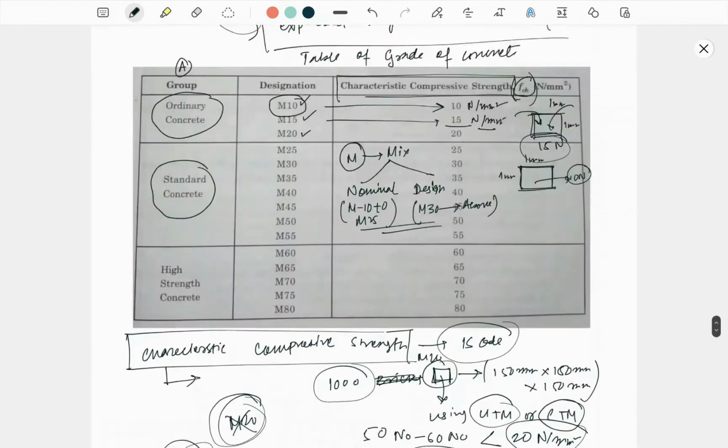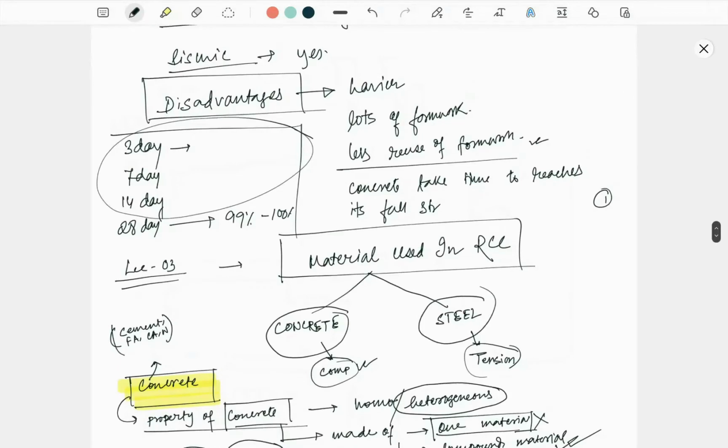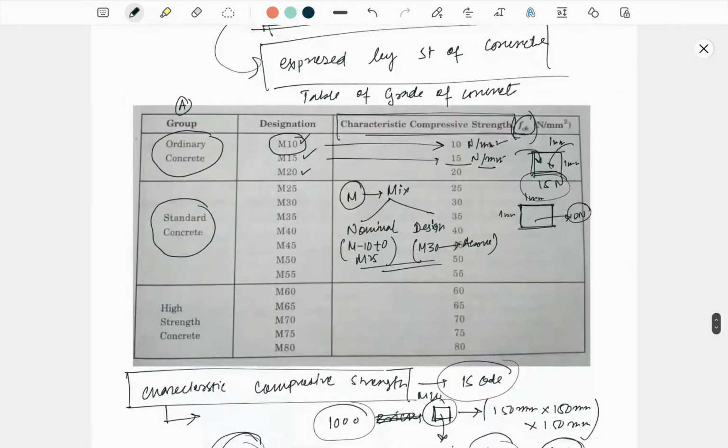In my earlier video, I told you that RCC has two parts. One is concrete and one is reinforced material, that is steel. So in this video we'll talk about why steel is used as a reinforced material and what is the need of this reinforced material. This is our aim.